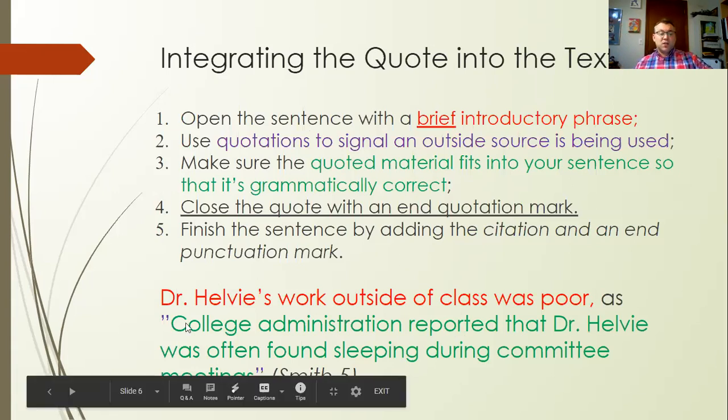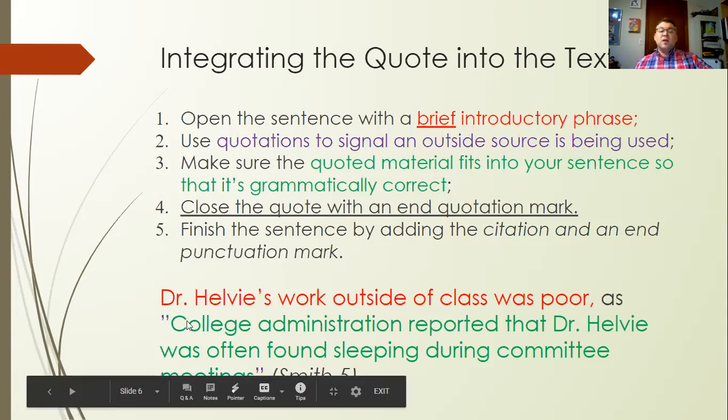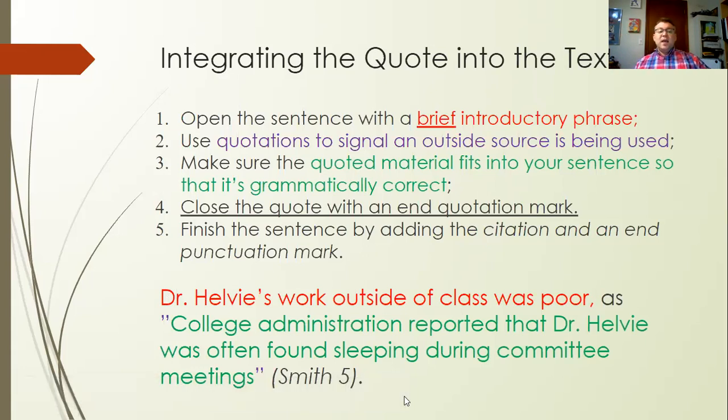I've got it all color-coded here. So in red, it's the introductory phrase. Dr. Helvey's work outside of class was poor as, and then I use quotation marks, and then the quoted material. College administration reported that Dr. Helvey was often found sleeping during committee meetings. I use the end quote, parentheses, Smith, 5, parentheses, and then my end punctuation, okay? And that's how you blend an outside source into your writing.